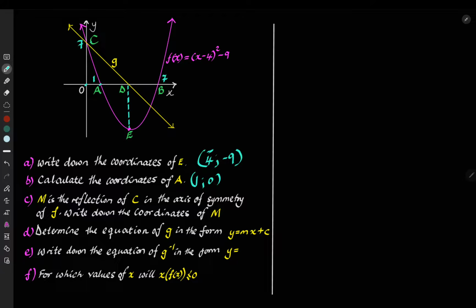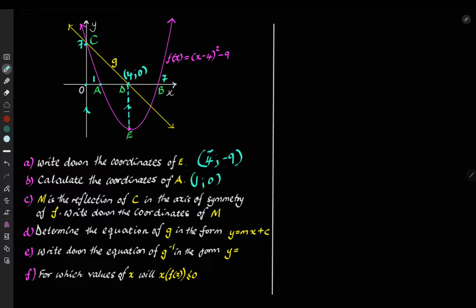Now, for part D, we are told to determine the equation of G, that is the straight line, in the form y is equal to mx plus c. So one thing that you need to know is that the line DE is parallel to the y-axis. So for the straight line, you just need 2 coordinates. We already have the coordinates that we calculated there, and we can get the coordinates here. Remember, we said that the x coordinate of the turning point was 4. So this is just 4 and 0. So we have got the coordinate 7 and also the coordinate D.